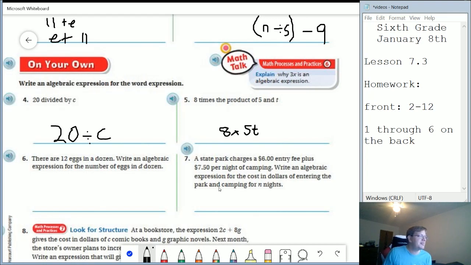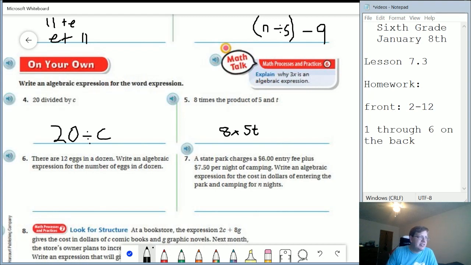Let's look at number 7. So a state park charges $6 for an entry fee and $7.50 for each night of camping, and we want to write an expression for that. So we're going to have 2 different operations we need to do. So pause the video, think about what those are going to be and what order we might want to put those in as we write our expression. And when you're ready, hit play.